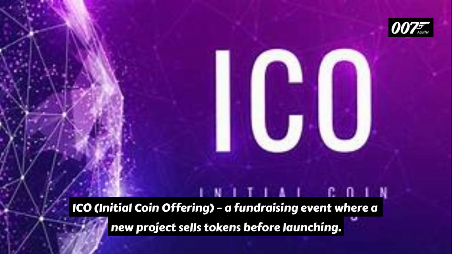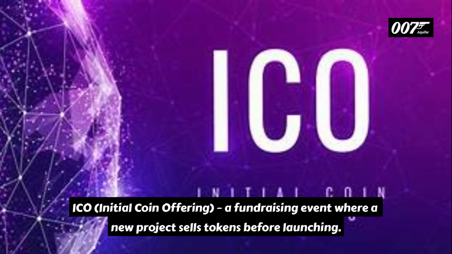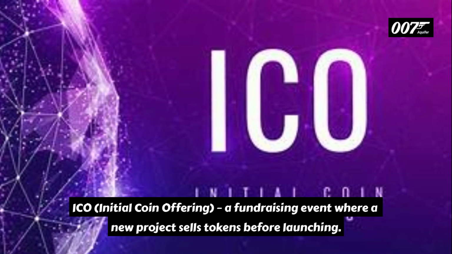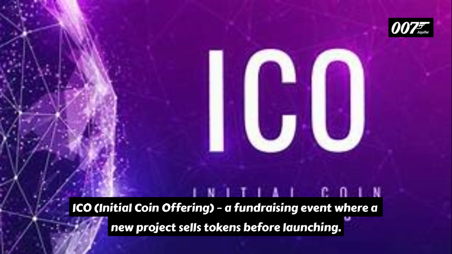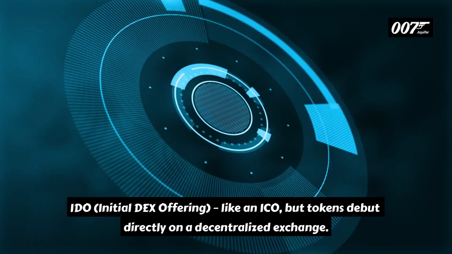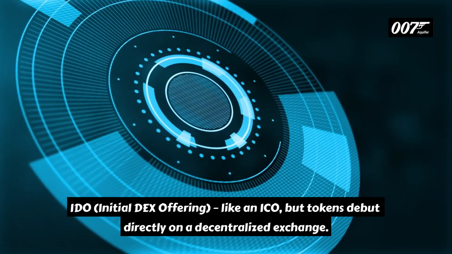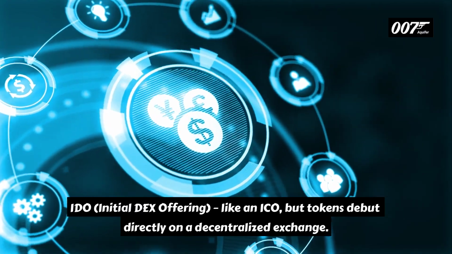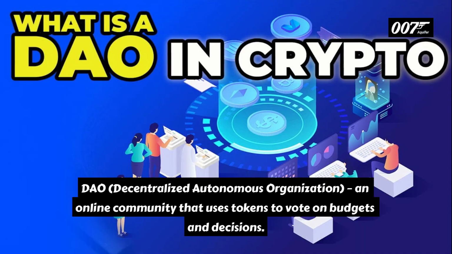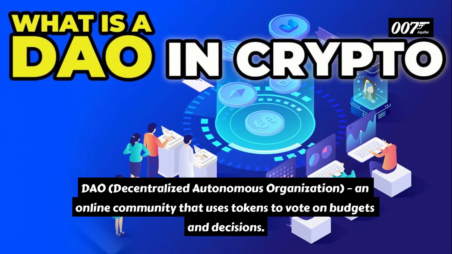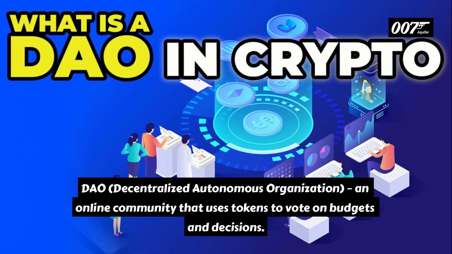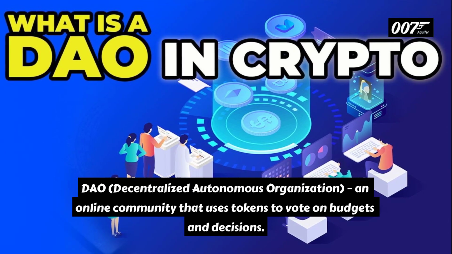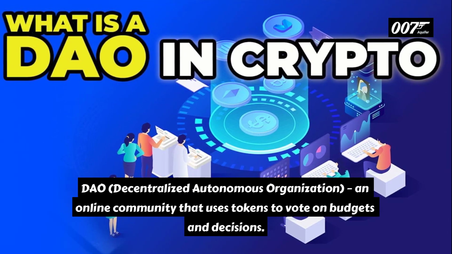ICO, initial coin offering, a fundraising event where a new project sells tokens before launching. IDO, initial DEX offering. Like an ICO, but tokens debut directly on a decentralized exchange. DAO, Decentralized Autonomous Organization, an online community that uses tokens to vote on budgets and decisions.